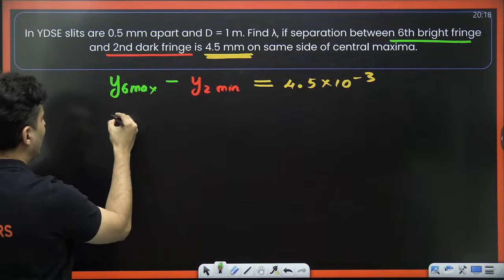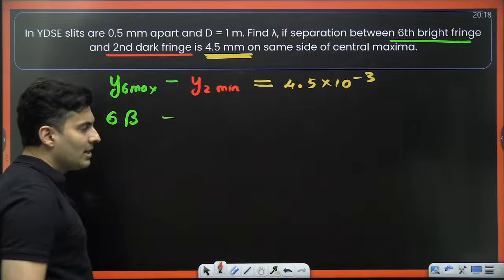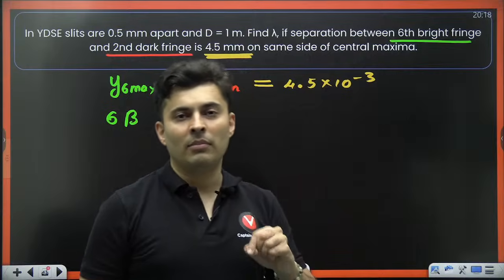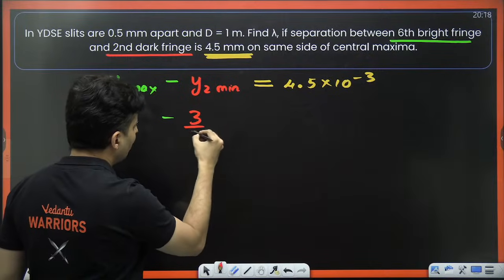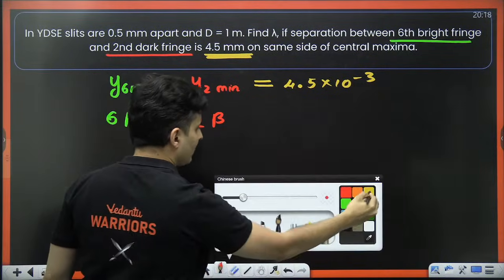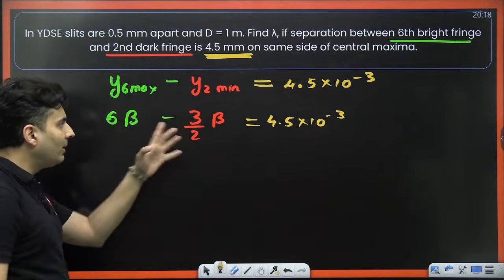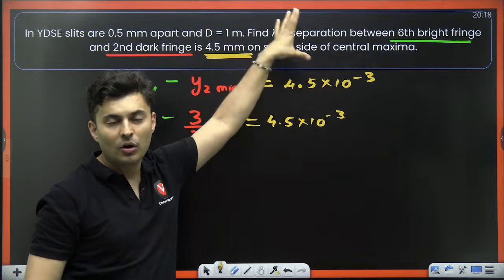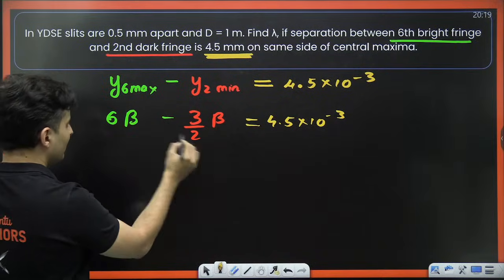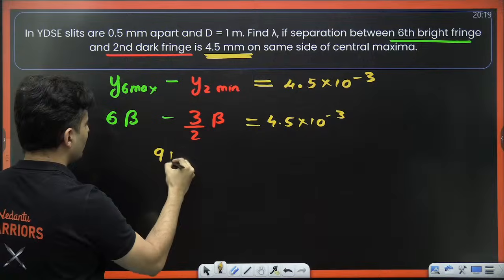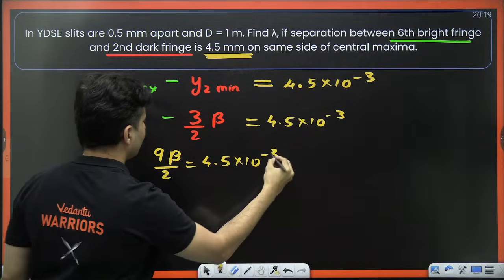Cool. So what is this? 6th maxima, n lambda formula. So this is nothing but 6 beta. 2nd minima, 2nd odd number. First odd number is 1, 2nd odd number is 3. So it will be 3 by 2 beta. This will be equal to 4.5 into 10 to the power minus 3. That's the mathematical equivalent of this entire statement of the problem. Once you convert it into mathematics, it is just applying the formulas. 6 2s are 12. 12 minus 3 is 9. So 9 beta by 2 is 4.5 into 10 to the power minus 3.